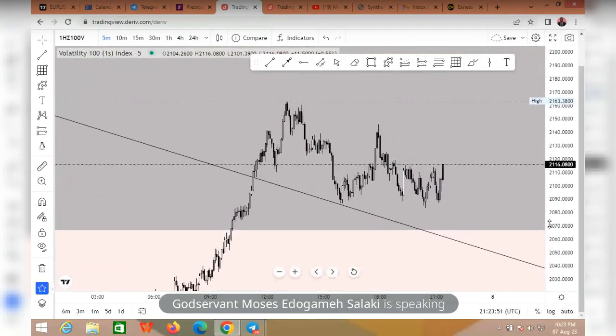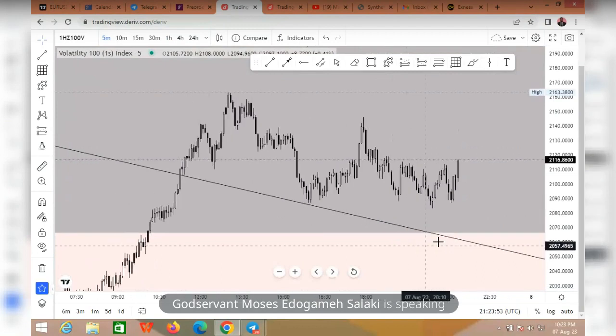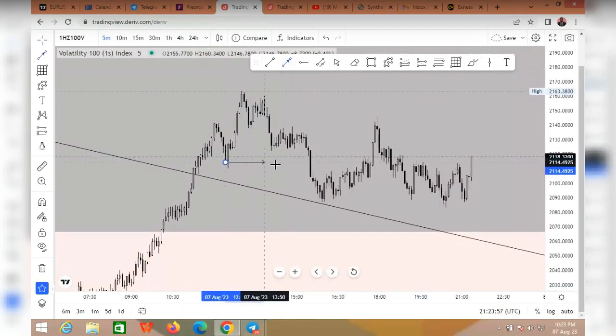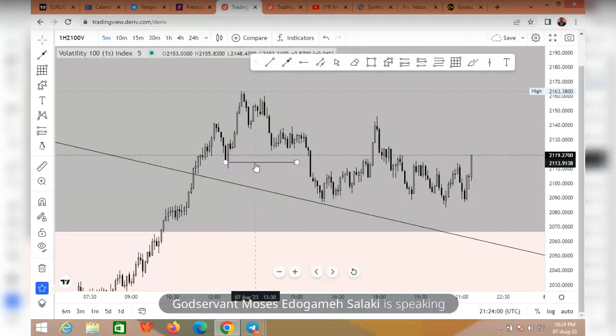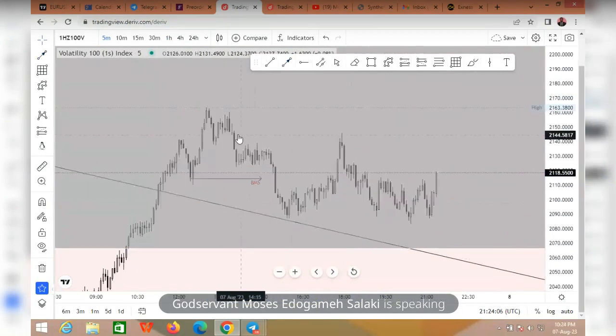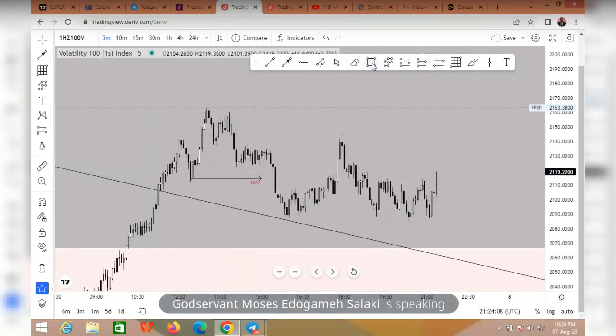Okay, that was it. Price gave that already, and we are on this trade. Yeah, we're on that trade. Beautiful entry.